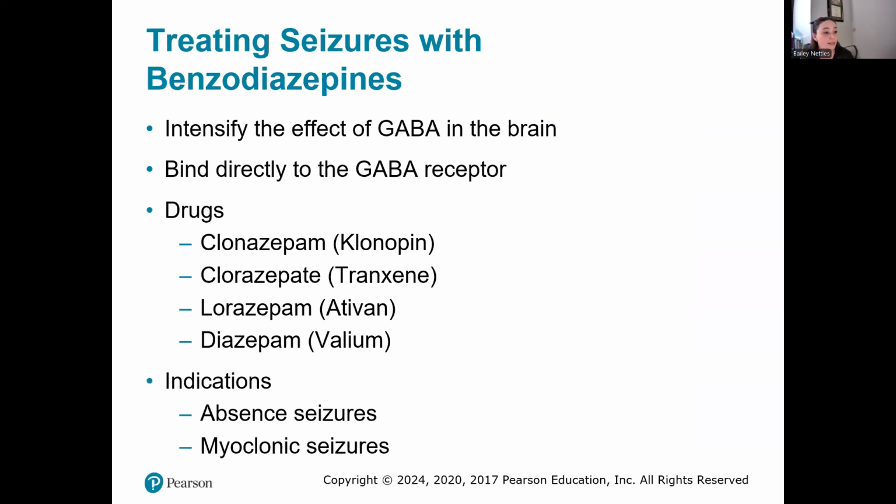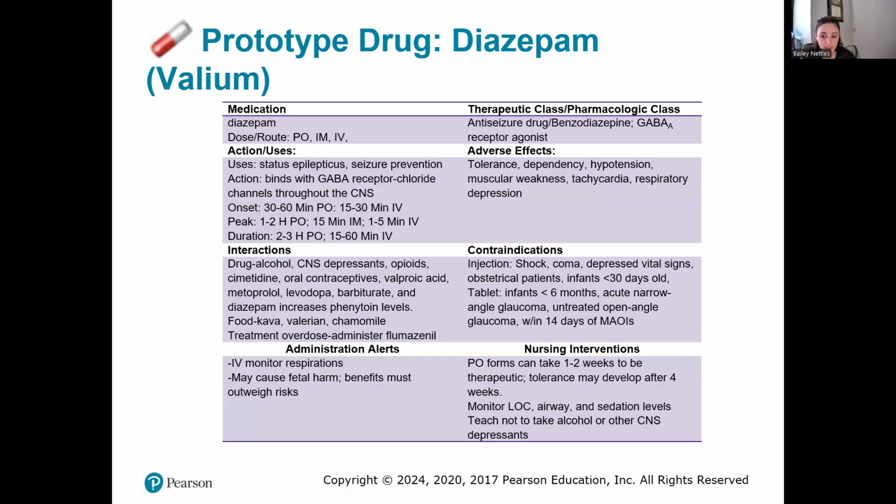All right, so benzodiazepines, which we've talked about before, right? Our clonazepam, lorazepam, diazepam. They are used for absence seizures and myoclonic seizures. We also use diazepam for status epilepticus. This is when tolerance can happen with these medications. We've talked about this before. Drowsiness, don't drink alcohol. You can have hypotension, respiratory depression. We have an antidote, which is flumazenil.